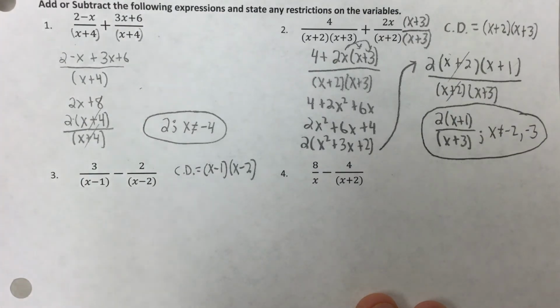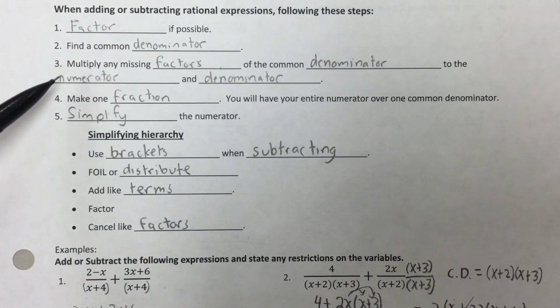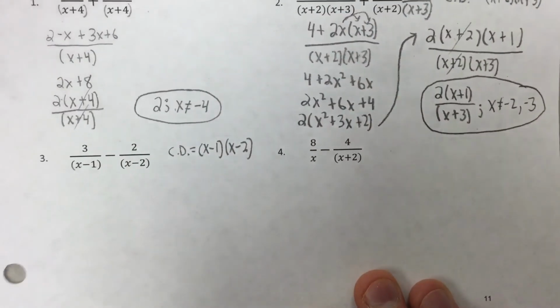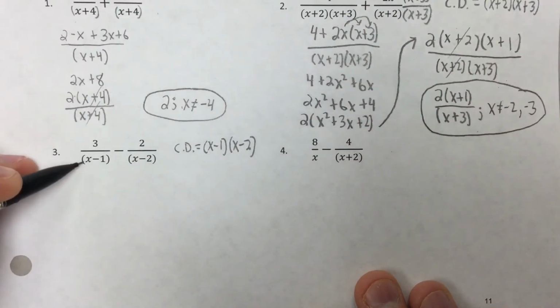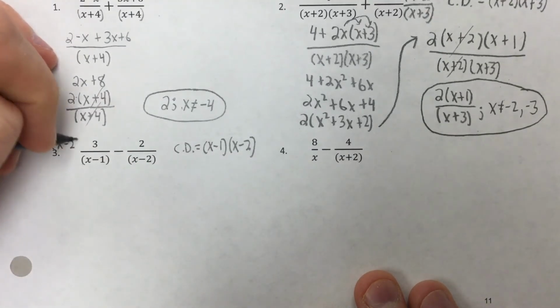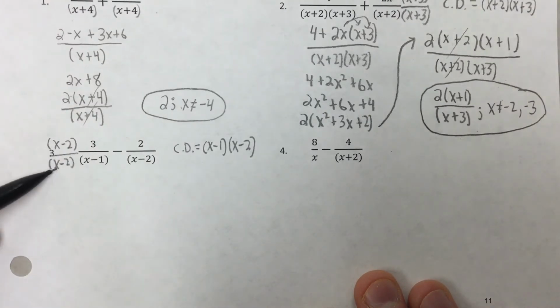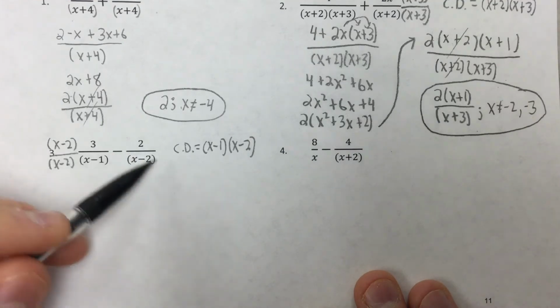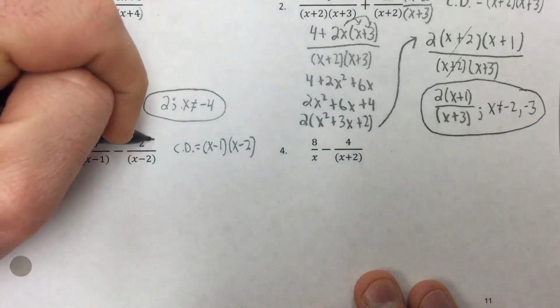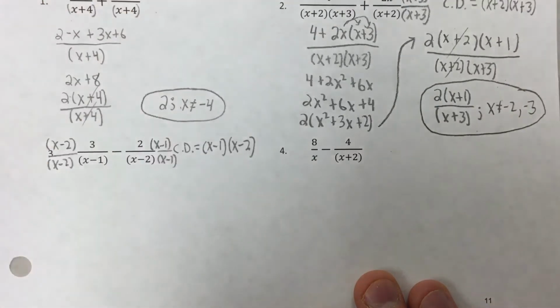And so our common denominator is going to be both of these factors together, x minus 1 times x minus 2. And so when we go to step 3 here, multiply any missing factors of the common denominator to the numerator and denominator, we look at this first fraction. It has the x minus 1, but it does not have the x minus 2. So I'm multiplying the top and bottom of this first fraction by x minus 2 over x minus 2. The second fraction has x minus 2, but it's missing the x minus 1.